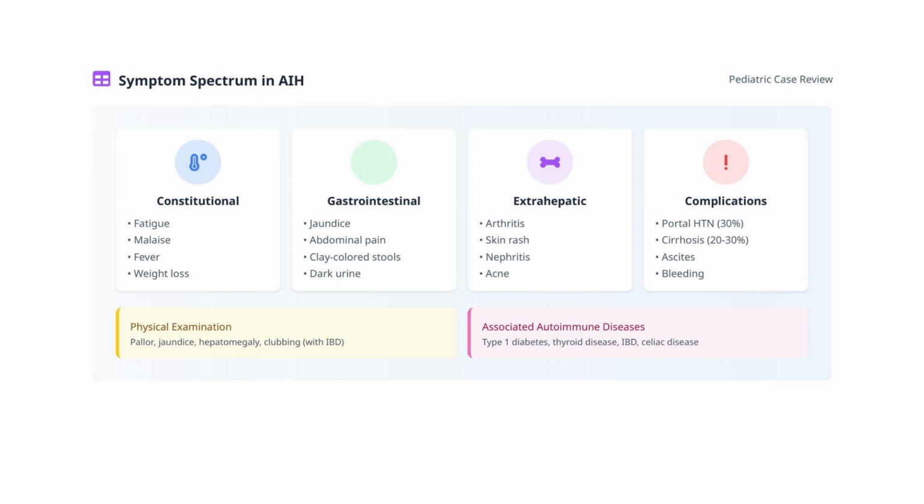This table illustrates the spectrum of clinical manifestations in pediatric autoimmune hepatitis. Constitutional symptoms include fatigue, malaise, and fever. Gastrointestinal symptoms include jaundice, right upper quadrant pain, vomiting, and clay-colored stools. Extrahepatic manifestations are common and include arthritis, nephritis, and skin manifestations. Complications like portal hypertension may be present at diagnosis in up to 30% of children. Note that autoimmune hepatitis frequently coexists with other autoimmune conditions, highlighting the importance of thorough systemic review in affected patients.